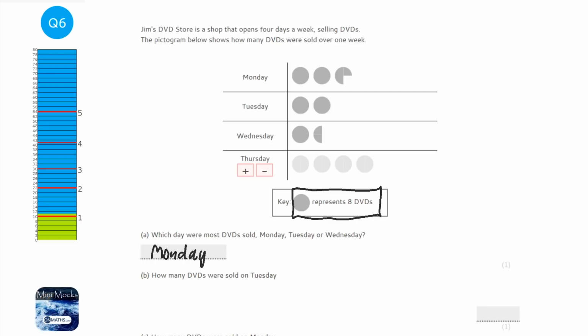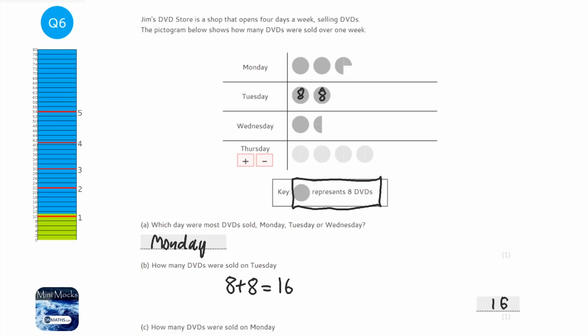Now, how many DVDs were sold on Tuesday? Well, if each circle represents 8, there's 8 there and there's 8 there. So we just need to add the 8s together, which makes 16. So 16 DVDs were sold on Tuesday.